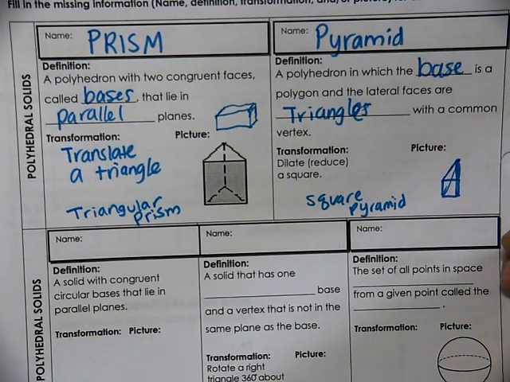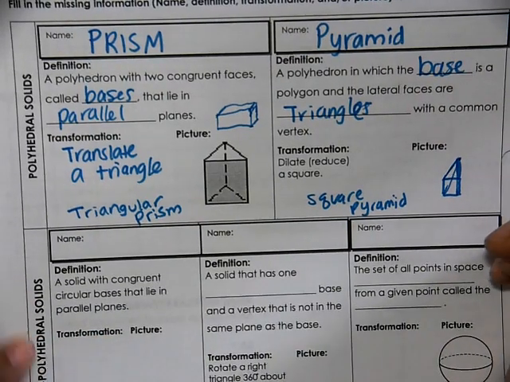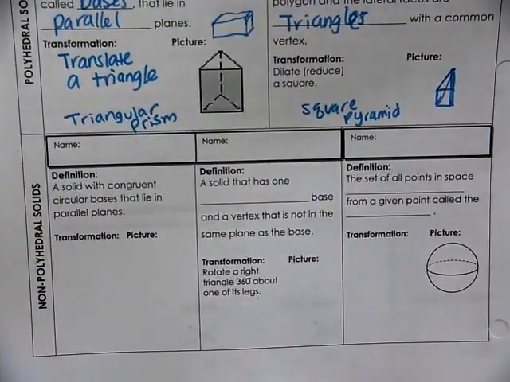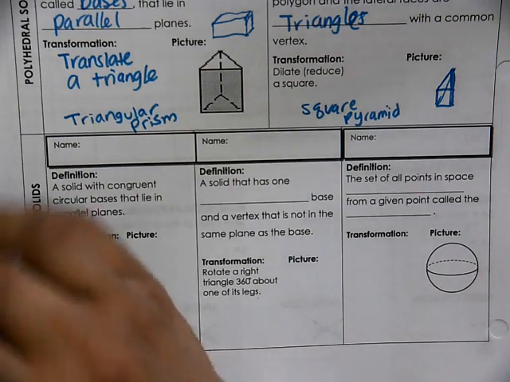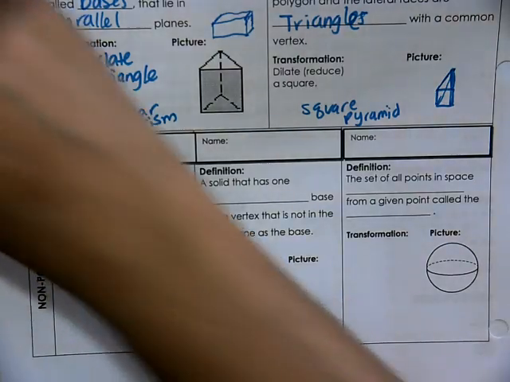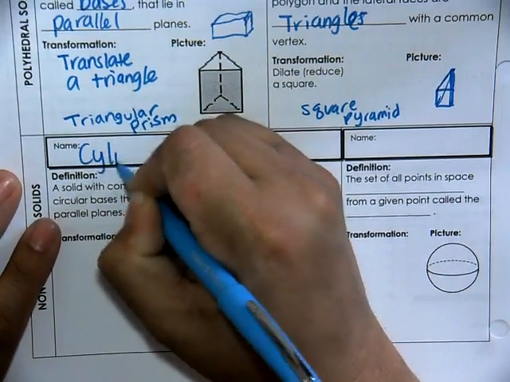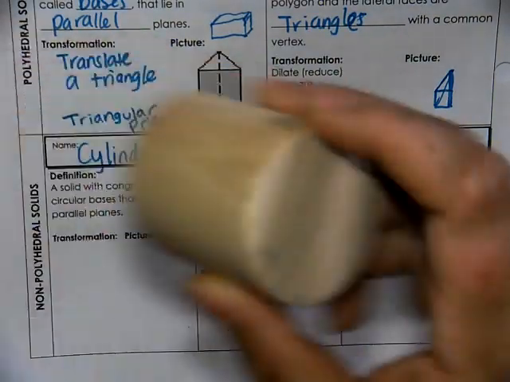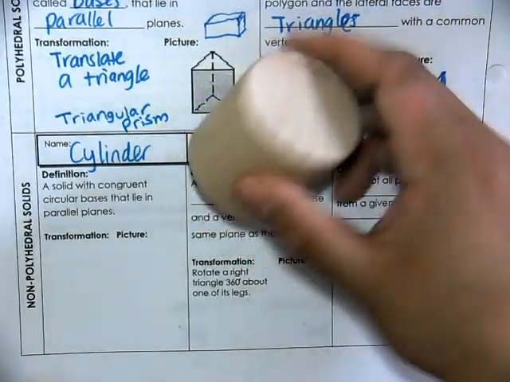So then we have these things that are called non-polyhedral solids. That means that now you're getting into some curves or circular objects because they're not polygons. Polygons can include circular things. So the first one we're going to talk about is a cylinder. And let me show you what a cylinder looks like. You have definitely seen one of these in real life. It's like a Coke can.